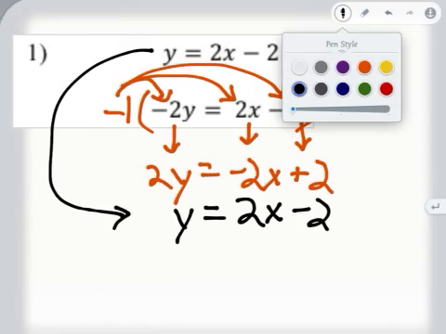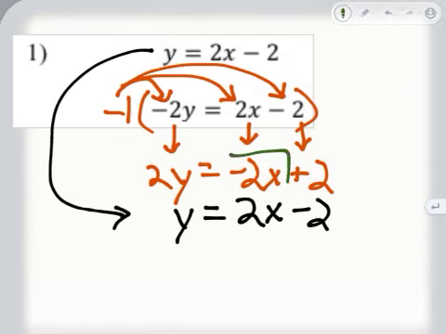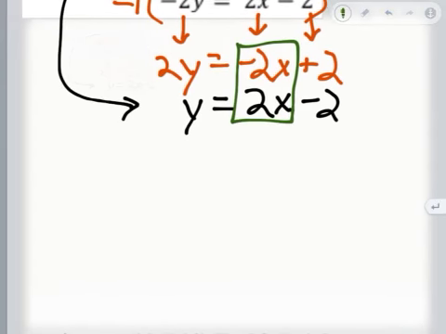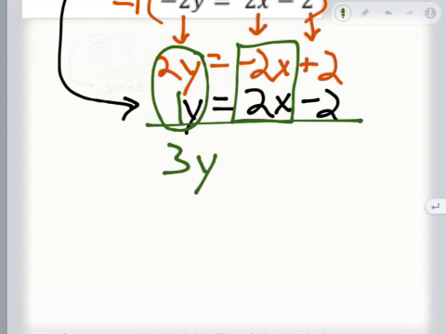Alright, so now you can see that I have opposite variables here, and so whenever I combine these two equations, they're actually going to cancel each other out. So let me combine the 2y and the positive 1y, and that's going to give me 3y. And then of course this negative 2x and positive 2x cancel each other out. And when I combine a positive 2 and a negative 2, that's going to equal 0.